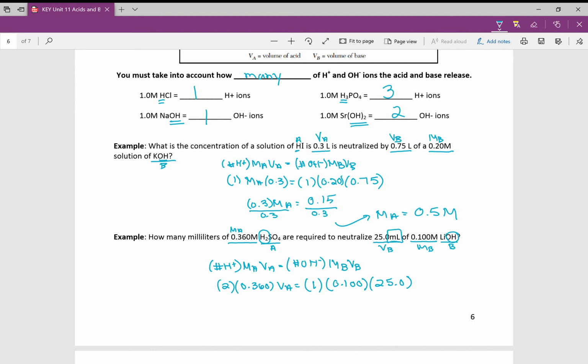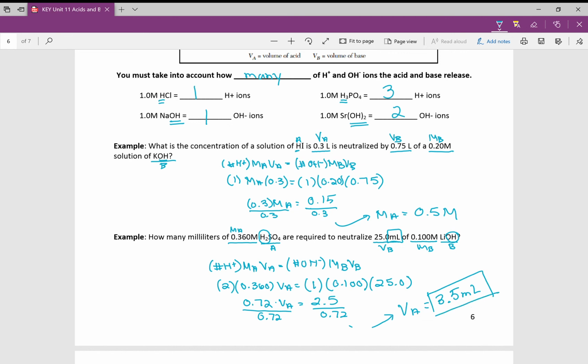So in this part, if you do 2 times 0.36, you're going to get 0.72 times X or times VA. And then 0.1 times 25 gives you 2.5. Make sure you divide by the 0.72 correctly, so that way you're not getting that point for your final answer. So 2.5 divided by 0.72 gives you like 3.4722. So I'm just going to round this to the tenths place. So I would have 3.5, and then my unit has to be in milliliters there.